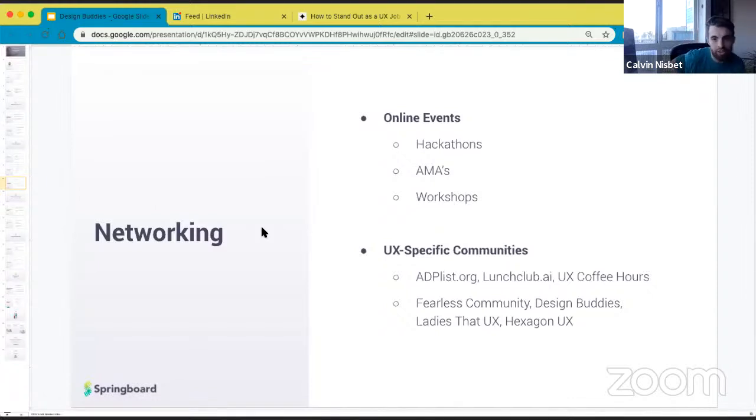And then, finishing up with some other stuff, think about where specifically you can look for UX communities. If you're looking for some easy wins in terms of networking, ADPList, Lunch Club, UX Coffee Hours, I would 100% recommend those if you're struggling with your networking. ADPList is beautiful. You can basically just go on, identify who you want to talk to, look in their calendar, and pick a slot with them. You don't have to message them. You don't have to deal with any of that.